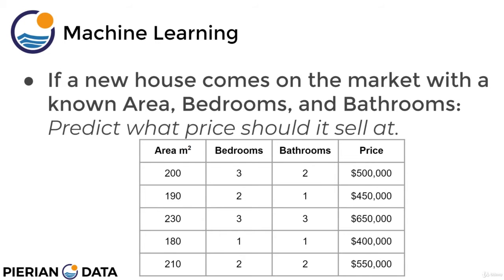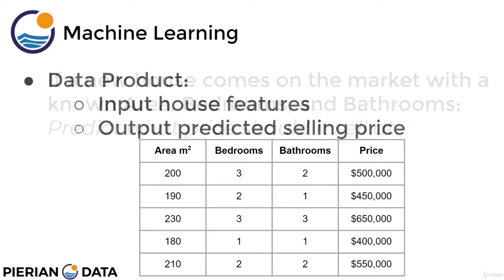And then what we're going to do is try to create a data product that can help us with the task of predicting what price a house should sell at. So at the end of the day, if a new house comes onto the market, and we know the area, bedrooms, and bathrooms of the house, what price should I list it at, based off what I know about historically sold housing.